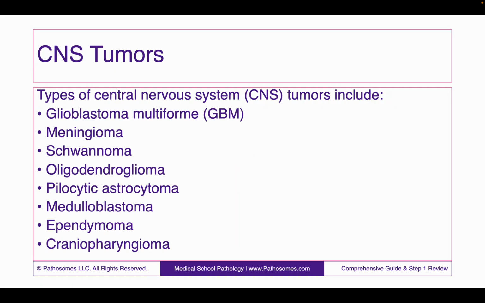So let's talk about CNS tumors. The types of central nervous system tumors that you must know include Glioblastoma Multiforme, Meningioma, Schwannoma, oligodendroglioma, Pilocytic tumor, which is a Pilocytic Astrocytoma, a medulloblastoma, ependymoma, and craniopharyngioma. Now I know that's a lot of gliomas and omas, etc. But don't worry, we're going to tease out the differences to make sure you got all of the things that you need to understand.